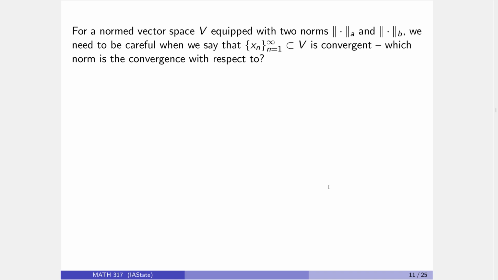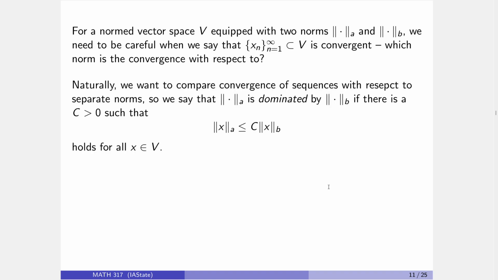Right, like I said, that's going a little bit further than we want to go. We want to get back to norms here, so let's do that. So, for our normed vector space equipped with 2 norms, we need to be careful about when we say that a sequence is convergent, because what norm is the convergence with respect to, right? There's no reason to immediately think that 2 norms are going to always have the same convergence type, right? Numerically, we can see norms are very different from each other.